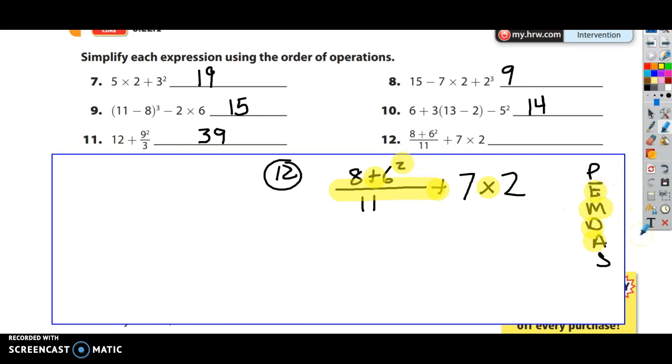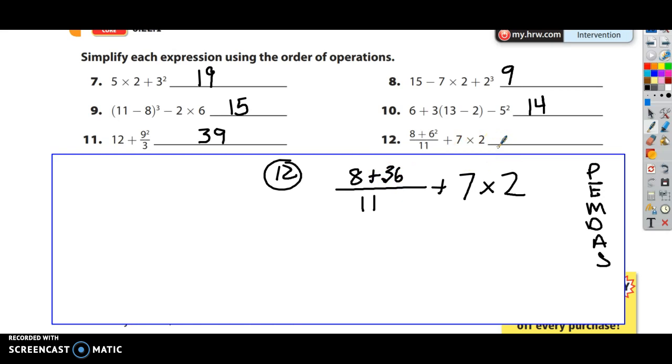What goes first? Well, the highest thing up there is exponent. So I'm going to do that first. And what I'm actually going to do is just erase the 6 squared. And I know that 6 squared means 6 times 6. It doesn't mean 6 times 2. It means 6 times 6. So 6 times 6 is 36. So I'm going to rewrite this as 36.